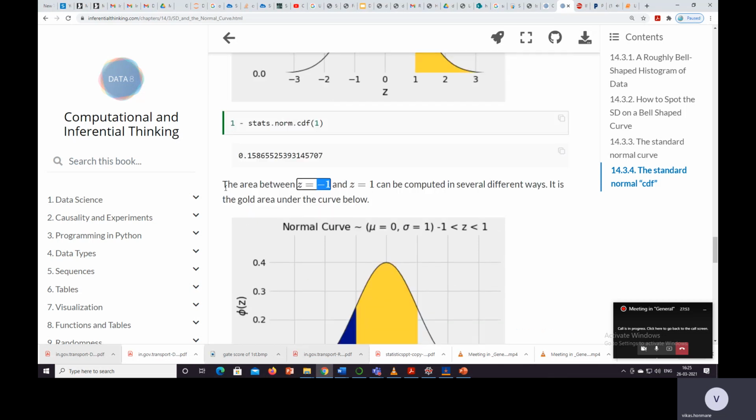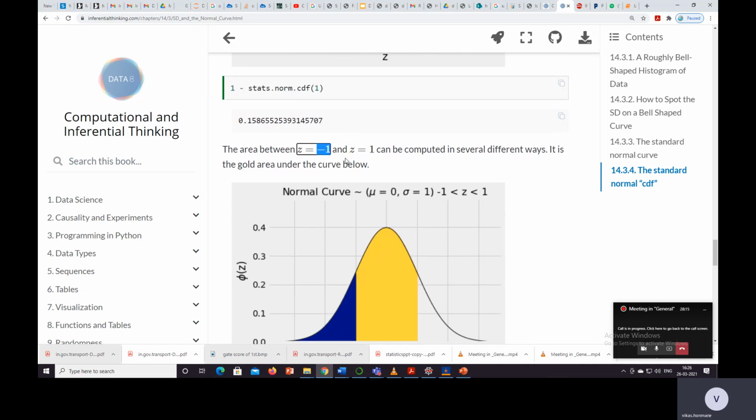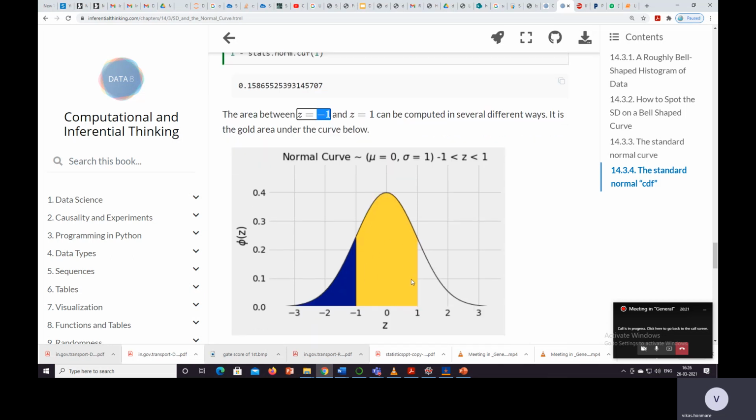So the question is the area between z equal to minus 1 and z equal to 1. How do we compute the area between z equal to minus 1 and z equal to plus 1, as stats.norm.cdf takes only one argument? If we pass 1 as an argument, we get the total left hand side area of 1, but we want to neglect the area which is on the left hand side of minus 1.